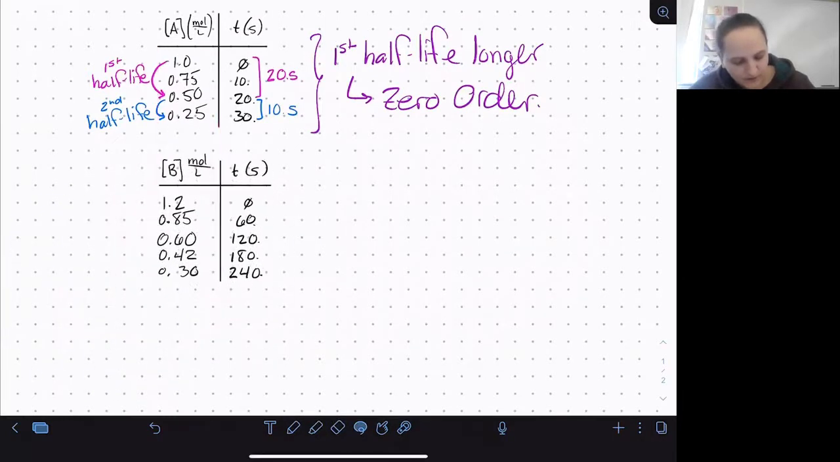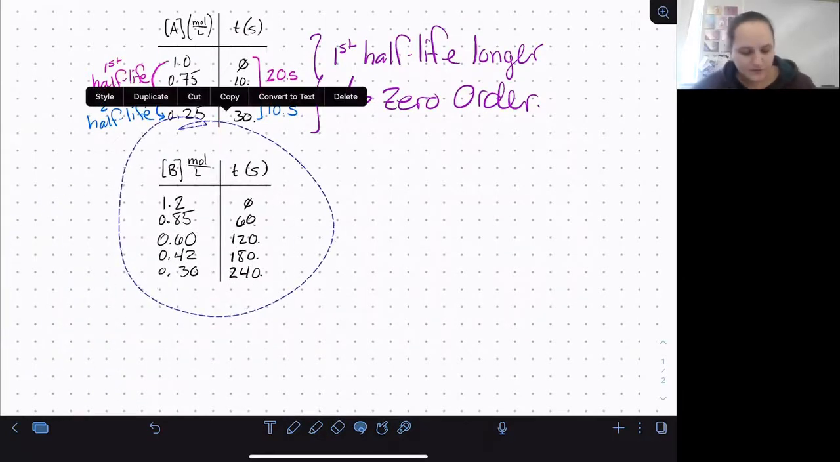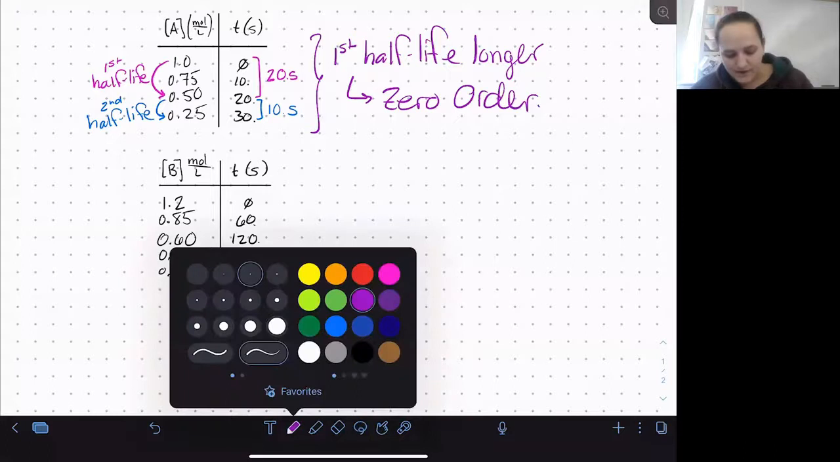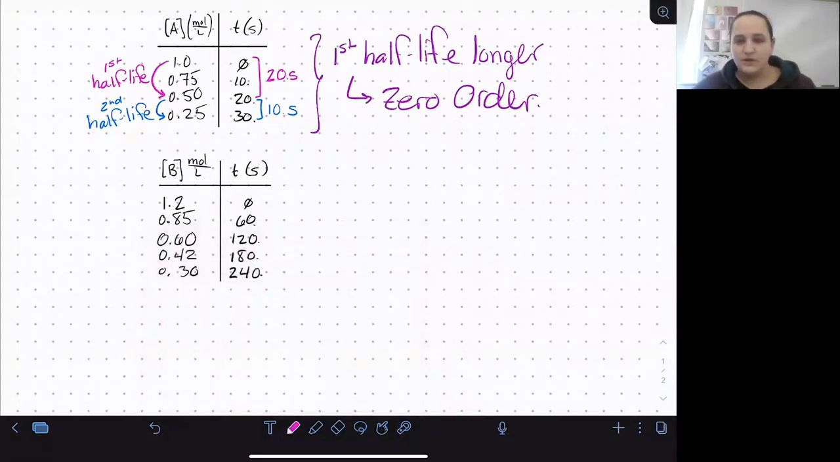Let's look at one more. So why don't you pause here and try to determine the order with respect to B for this reaction. So I'm going to look at the half-life method again. The plotting method should get you to the same place, but is not as time efficient on the exam. So looking for half-lives in your data, I think, is frequently the better way to go, since you don't want to spend a ton of time graphing stuff in your calculator.